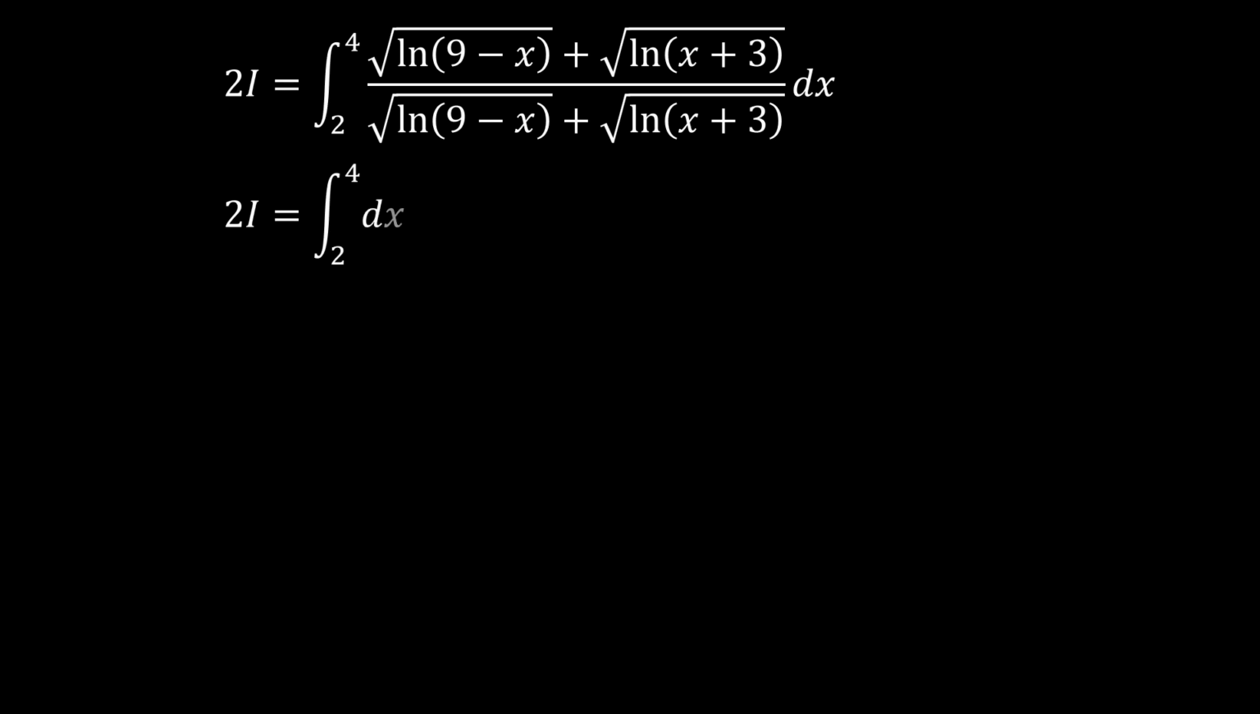That means 2I is the same as the integral of 1 from x equals 2 to 4. Our integration becomes x from 2 to 4, so 2I equals 4 minus 2. That means 2I equals 2, and therefore I equals 1. This means our original integral is equal to 1, and that was the answer expected of us.